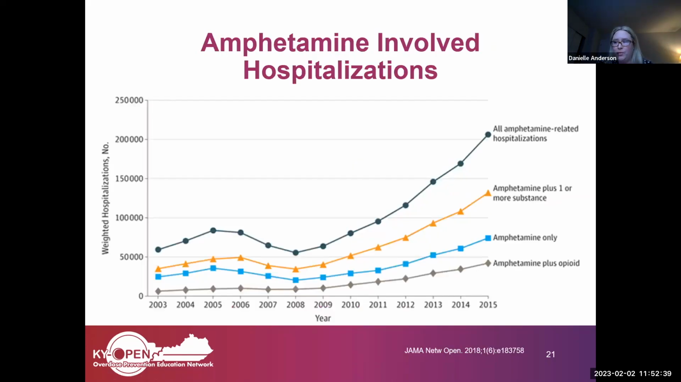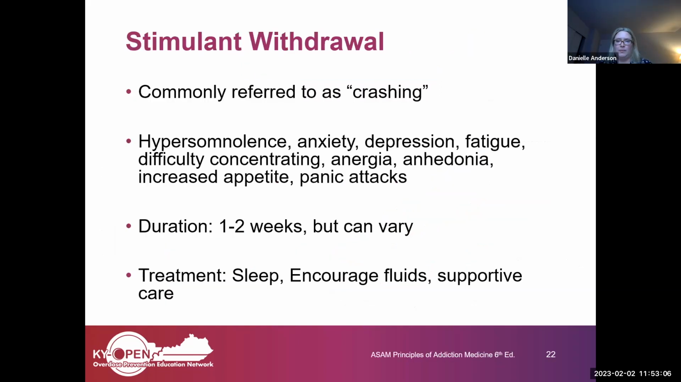So this study by Winkelman et al. looked at amphetamine-related hospitalizations from 2003 to 2015. And just a note, in this study the amphetamine-related hospitalizations included methamphetamine use. Then when we look at this, we see from 2008 to 2015, there was a 270% increase in hospitalizations related to amphetamines. So what does stimulant withdrawal look like?